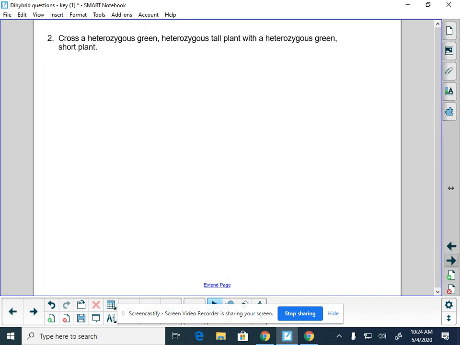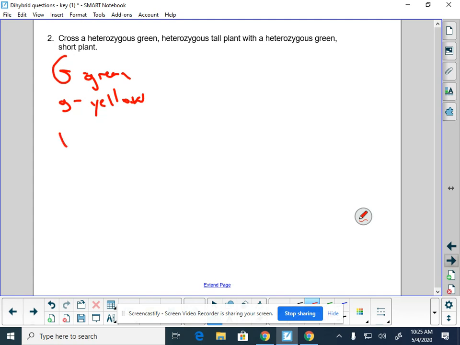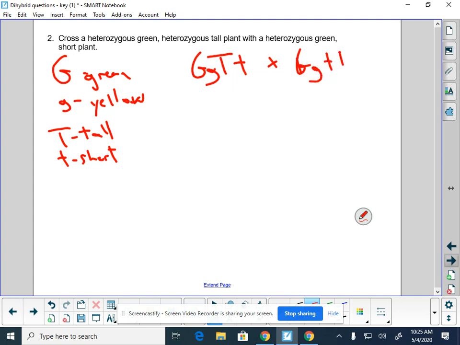Next page. Same legend. I'll write that out real fast. Green, yellow. Tall, short. Across heterozygous green, heterozygous tall, with the heterozygous green, short.